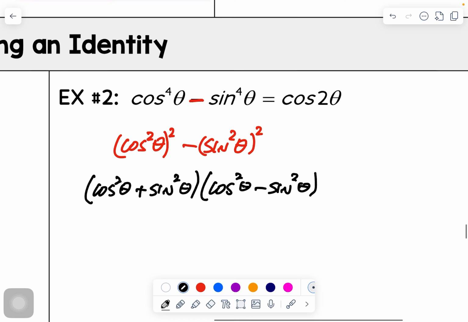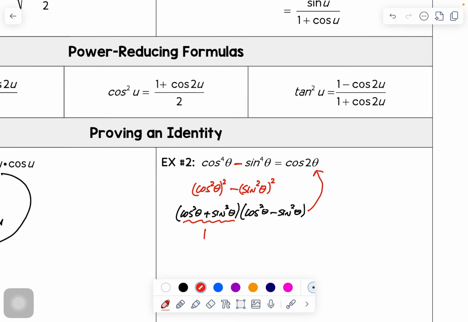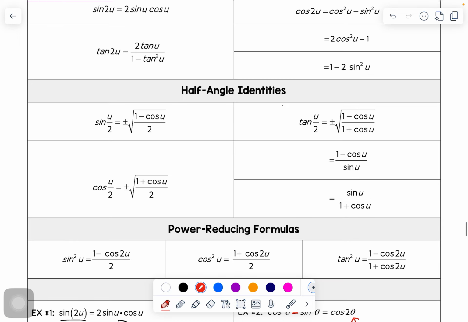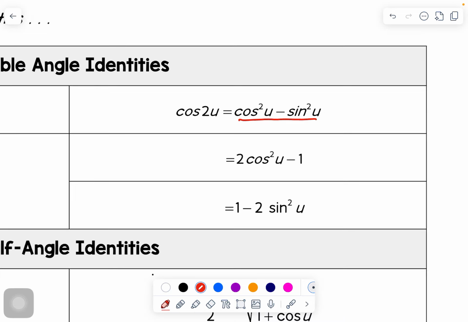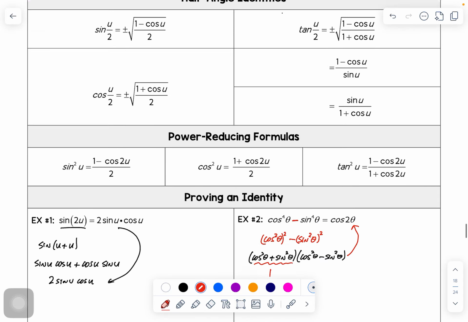What alarm should be going off? Well, this is the Pythagorean identity: cosine squared plus sine squared equals 1. And then cosine squared minus sine squared actually ends up being the identity for cosine of 2 theta. Cosine of 2 theta equals cosine squared minus sine squared.